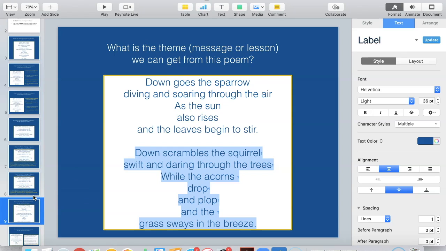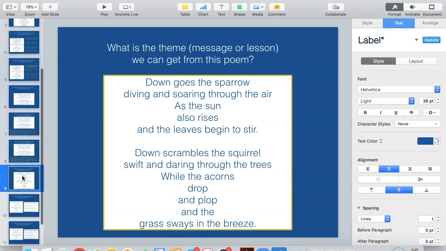So this is where it gets a little complicated. What is the theme? What is the lesson? Well, first, what is the sparrow doing? He's diving and he's soaring. The sun is rising. The leaves are starting to stir. What would make the leaves stir? Well, the wind. What is the squirrel doing? The squirrel is scrambling. He's swift. He's daring. Squirrels are really, really fast. He's maybe gathering some acorns. There's definitely a breeze picking up.